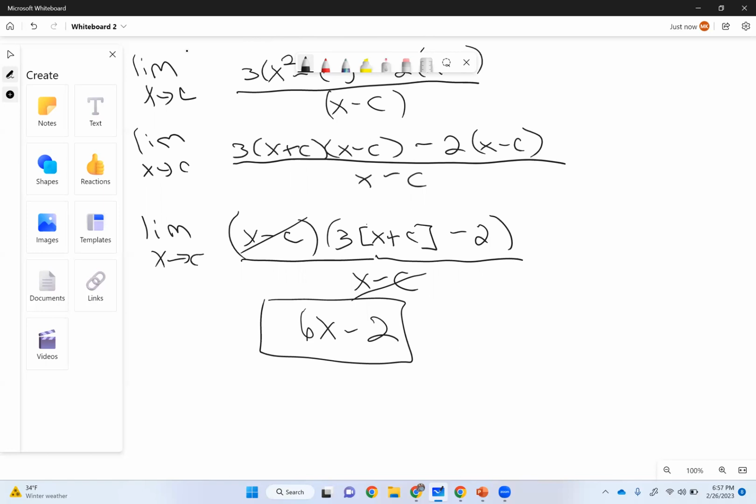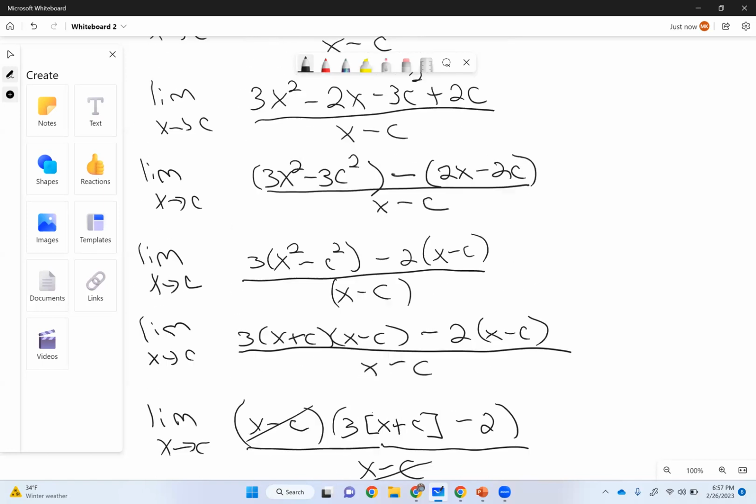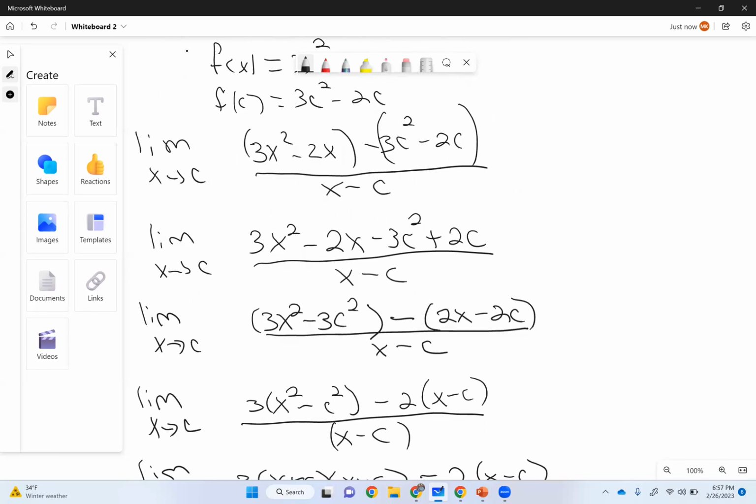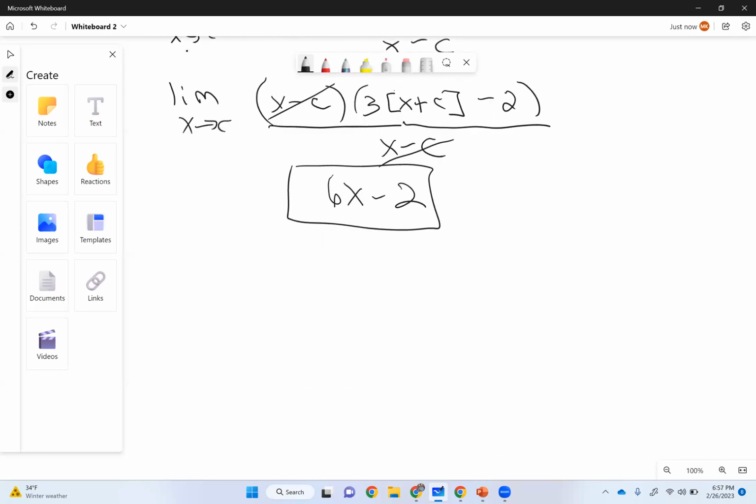So what does this mean? It means that we can graph this function, and regardless of what x value we choose on that graph to draw our tangent line, the slope of the tangent line is going to be 6x minus 2 for whatever value we choose x to be. So if we wanted to find out where x equals 4, we'd put a 4 in there. Where x equals 19, you put a 19 there, and so forth.